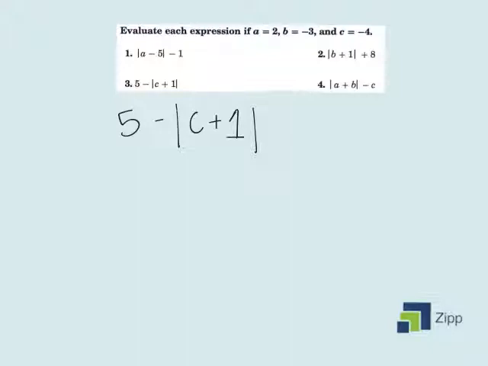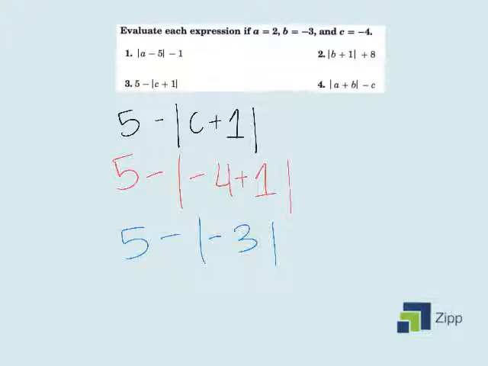We are looking at number 3 now, and we have 5 minus the absolute value of c plus 1. So we will substitute in our negative 4 for c, that is 5. As we continue to work, we'll look at what's inside the absolute value bars, and that's negative 4 plus 1. So that becomes 5 minus the absolute value of negative 3. And going back, negative 3 becomes just a 3, that's the absolute value of that. So 5 minus 3 to have an answer of 2.